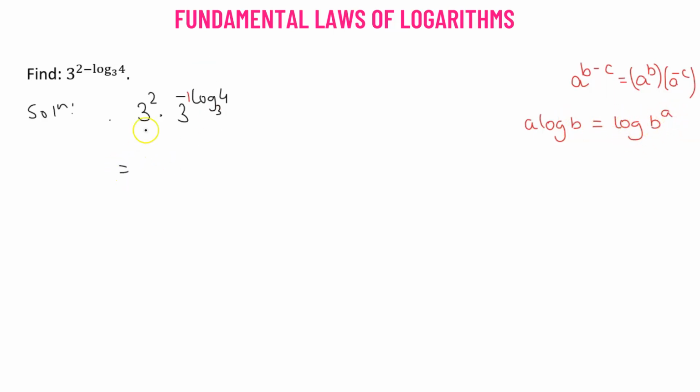So 3 squared will become 9. So we have 3 raised to the power of log of 4 raised to the power of negative 1 with a base of 3. Here, log of 4 raised to the power of negative 1 can also be expressed as log of 1 over 4 with a base of 3.